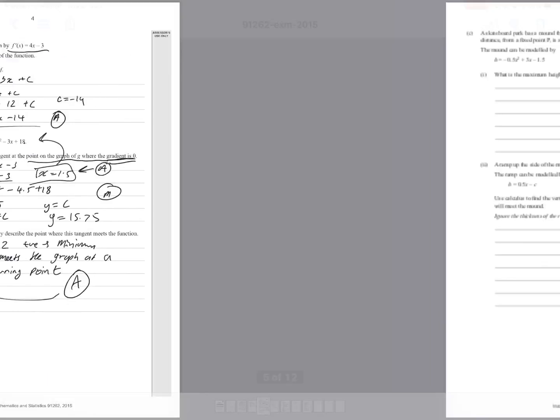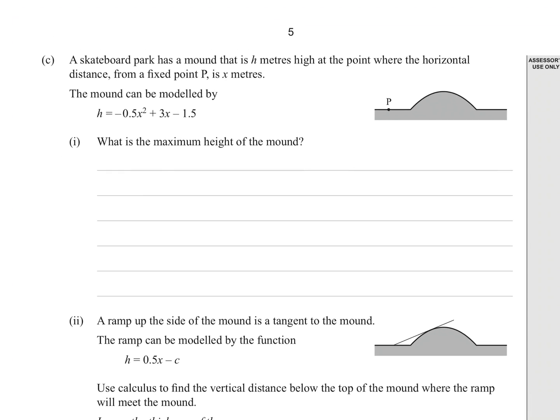Okay, moving on. A skateboard park has a mound that is h meters high at the point where the horizontal distance from a fixed point P is x meters. The mound can be modeled by h equals negative 0.5x squared plus 3x minus 1.5. What is the maximum height of the mound?